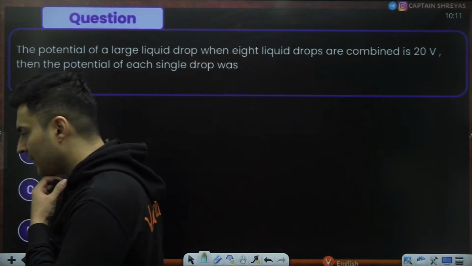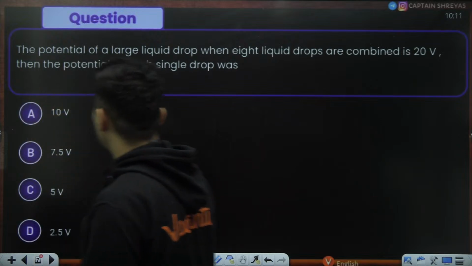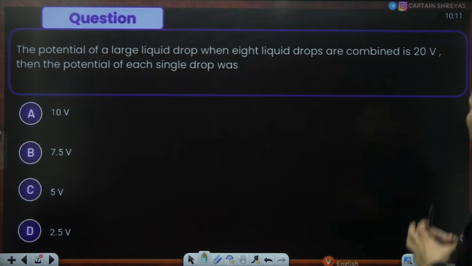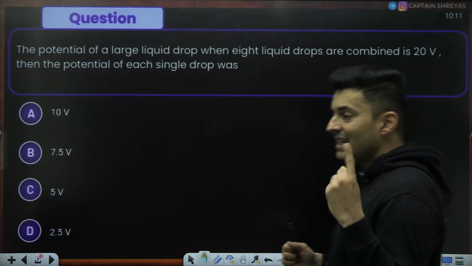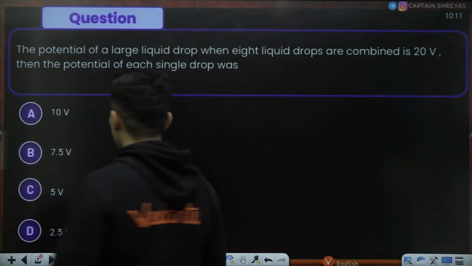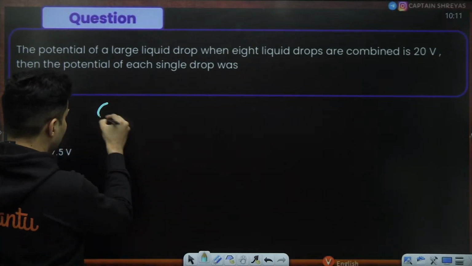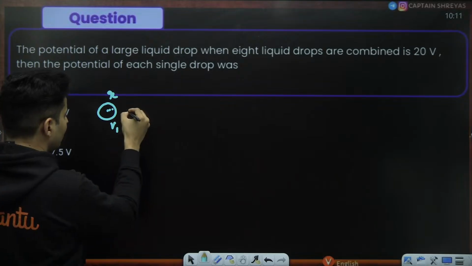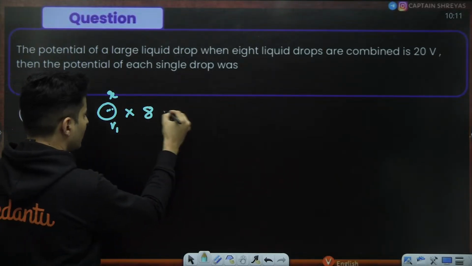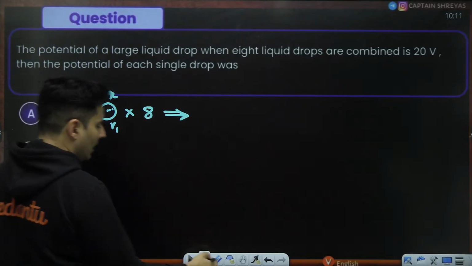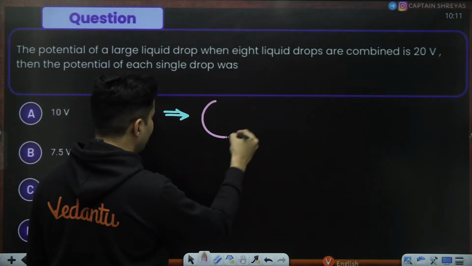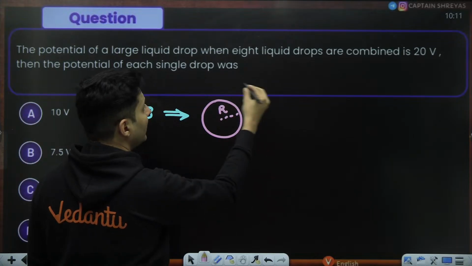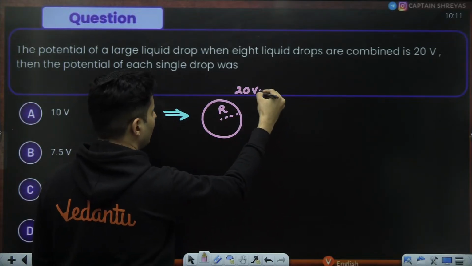Okay, right. So let's move to the next one. The potential of a large liquid drop when 8 drops are combined is 20 volts, then the potential of each single drop was how much? See, imagine these are your small drops having radius r. Let's say each voltage is V1. There are 8 such drops. They combine together and they give you one single big drop whose radius is capital R, and that voltage is given to be 20 volts.